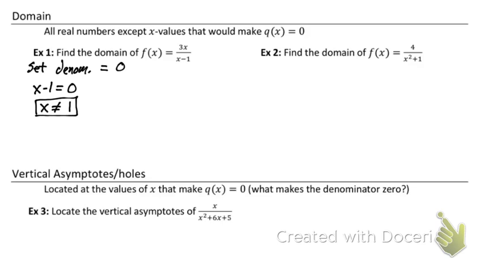1 is the only one that breaks our denominator. But is there any other number that breaks anything? No. So it's going to be all reals except for 1. So our domain is going to be all reals except 1.